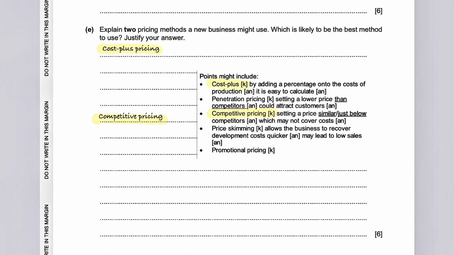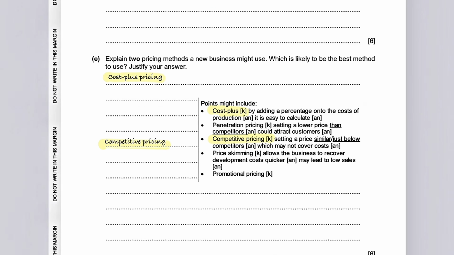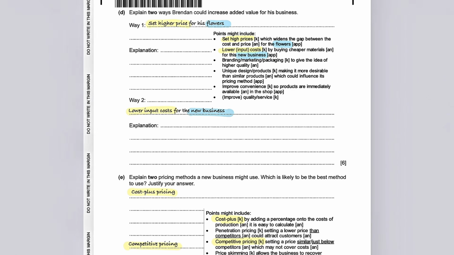You can see in this question it is asking for 2 pricing methods. So I have identified cost plus pricing and competitive pricing, which gives me 2 knowledge marks.